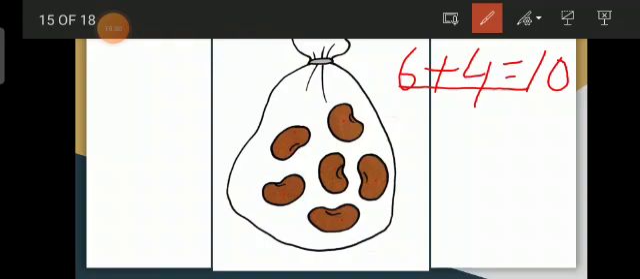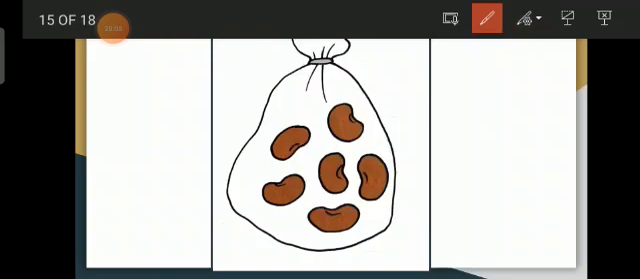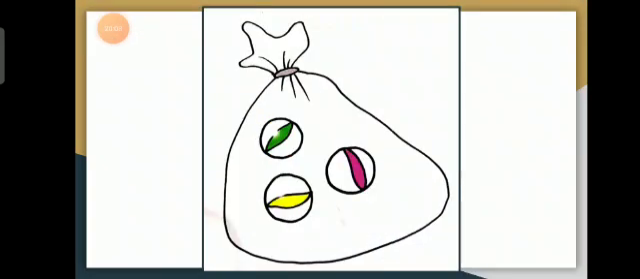This is how you are going to write down the addition sentence. Okay. Draw the line, write it on the line. Count how many beans are there inside the bag. Write it down. And how many more we needed to make 10, you are going to write down over here. Okay, move to the next one now.